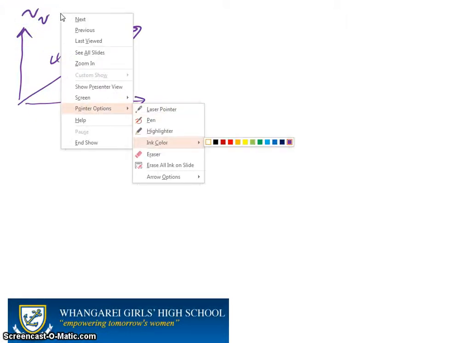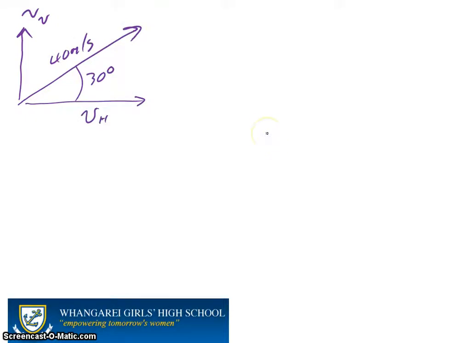So to do this, I'm going to find the horizontal velocity first. Using year 11 trig, the cosine of an angle is equal to the adjacent over the hypotenuse. In this case, the cosine of 30 is equal to the adjacent, the horizontal velocity, divided by the hypotenuse, and the hypotenuse in this case is 40.